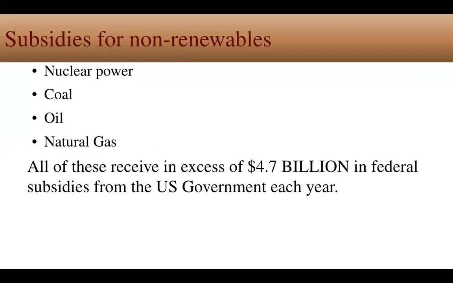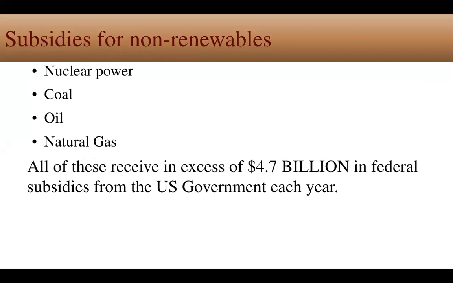Like, actual dollars, almost $5 billion a year that we use to subsidize those 4 industries: nuclear, which is primarily uranium extraction, and then nuclear power plants. Nuclear power is one of the most expensive forms of energy there is. But again, because we subsidize it, it makes it affordable. Coal, oil, and natural gas.